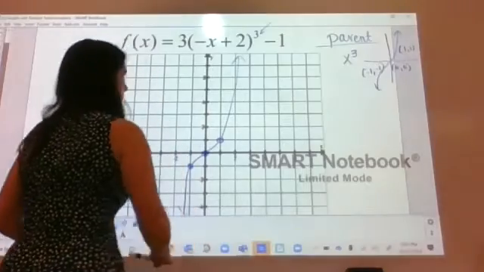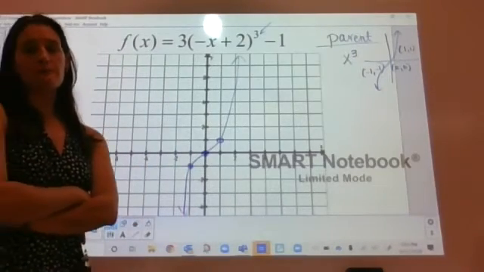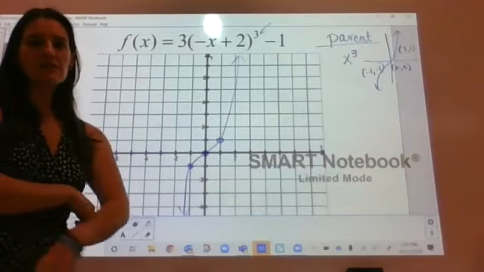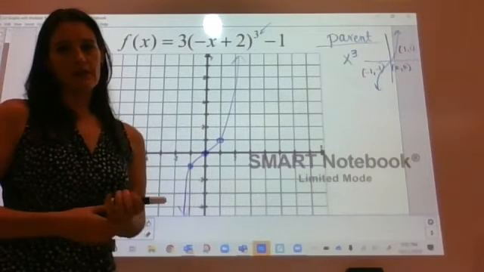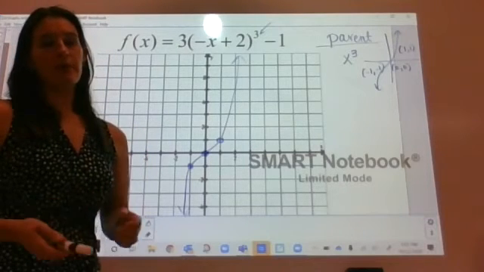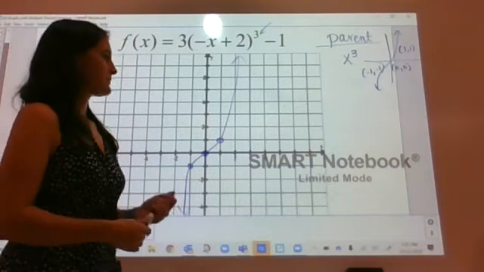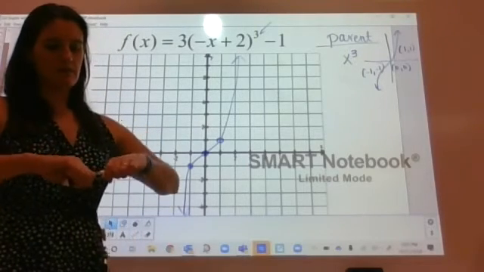All right, so look at that function, pause the video if you need to, and answer this question. How many modifications have been made to the parent equation? I hope you said 4. Okay, so here they are.